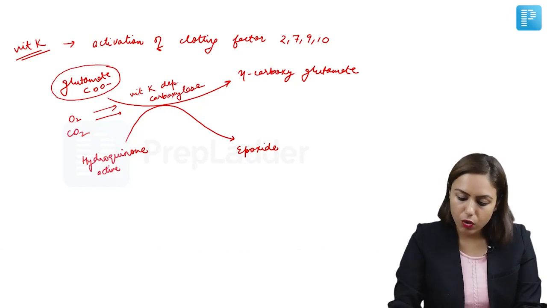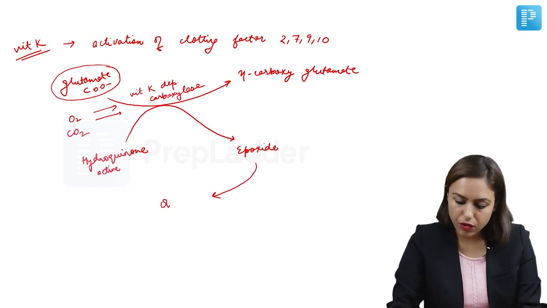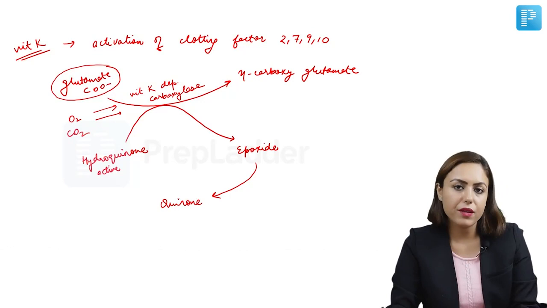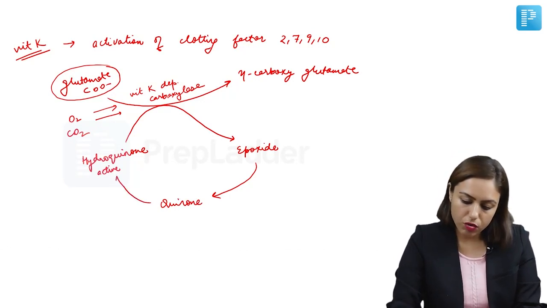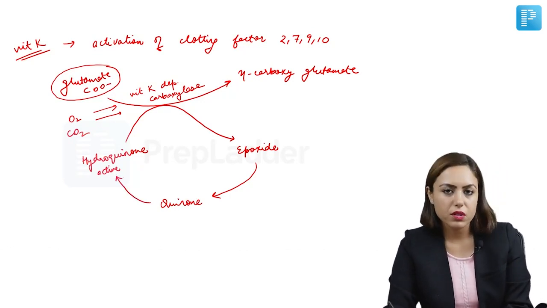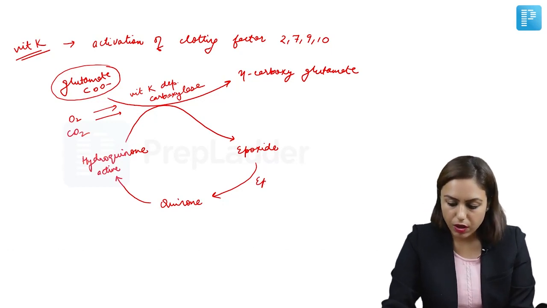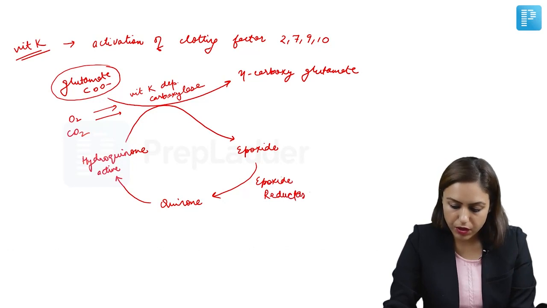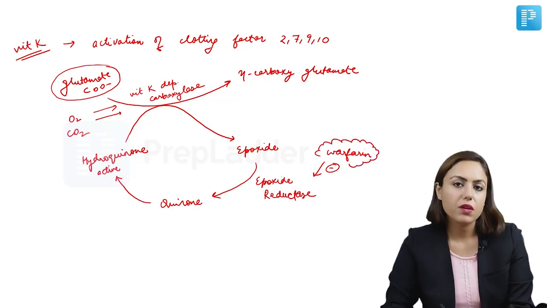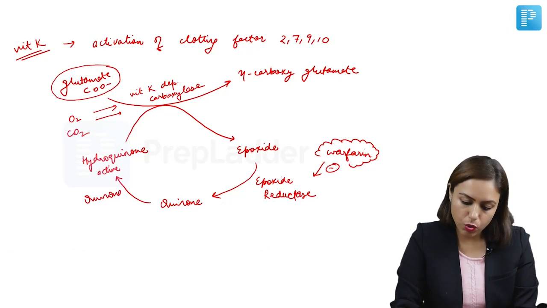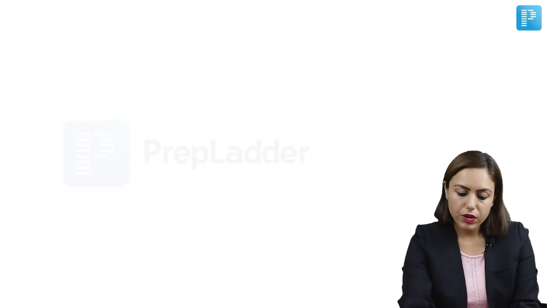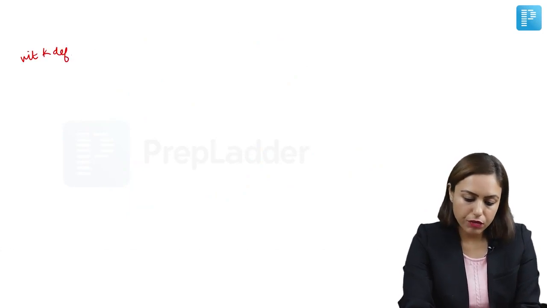Right? Now epoxide form is converted to quinone form by adding one hydrogen, and the second hydrogen added and hydroquinone form is synthesized. So here enzyme is epoxide reductase, which is inhibited by drug warfarin, which act as anticoagulant. Okay, and here the enzyme is quinone reductase, right? So now we will do vitamin K deficiency.